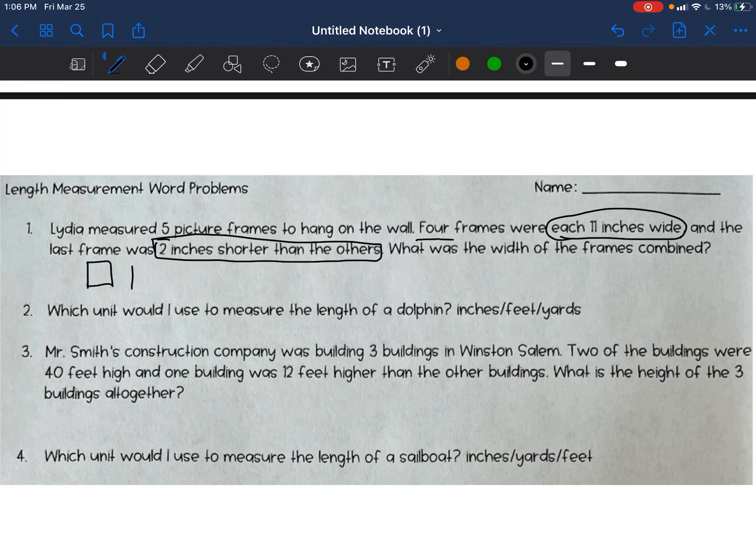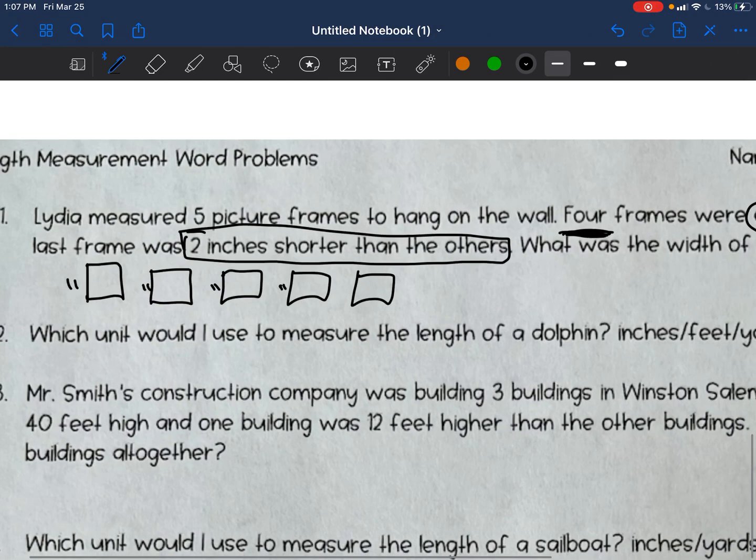So how many frames were there? There were 5. 5 frames. So draw it out. Draw 5 frames. All right, so 4 of these frames were 11 inches wide. So 11 inches on this side, 11 inches on this side, 11 inches on this side, 11 inches on this side. All right, let me zoom in a little bit. So 1, 2, 3, 4 frames were 11 inches wide.